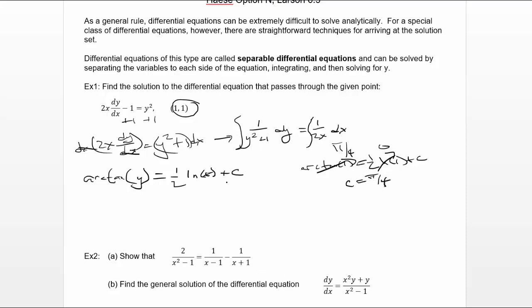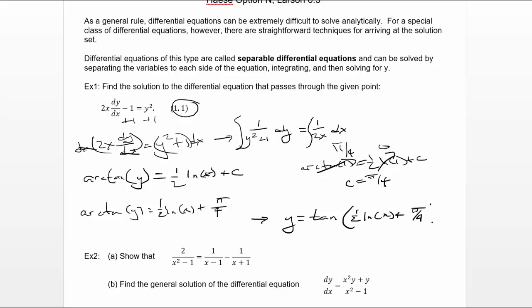So the arctan of y is now equal to 1/2 the natural log of x plus pi over 4. I can rearrange this equation, or better yet, I can take the tangent of both sides to get y by itself, which tells me that the solution to this differential equation is y equals the tangent of 1/2 the natural log of x plus pi over 4.